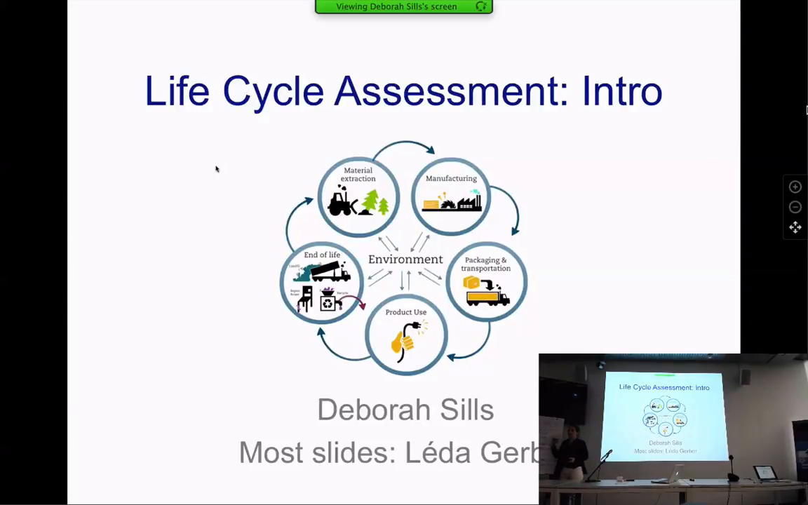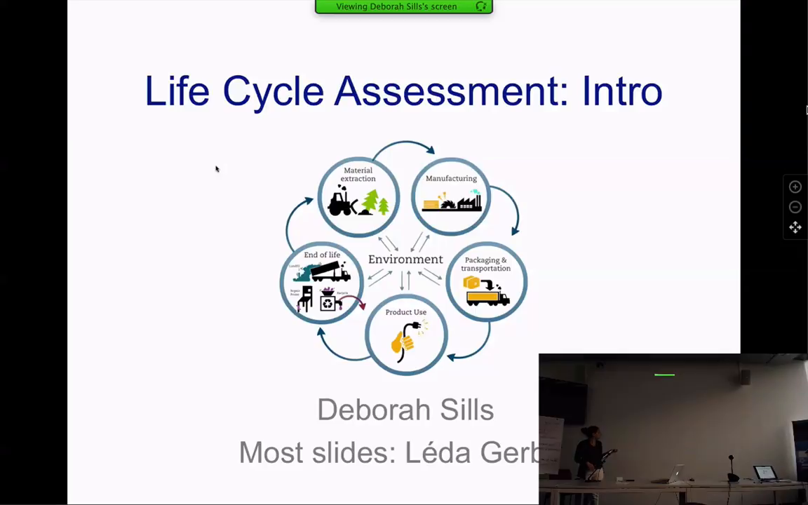So, I've written out some learning objectives today. By the end of today, you should be able to define what life cycle assessment is and describe its applications. You'll also be able to describe the 4 stages of life cycle assessment. This is kind of the nuts and bolts of how you do a life cycle assessment.